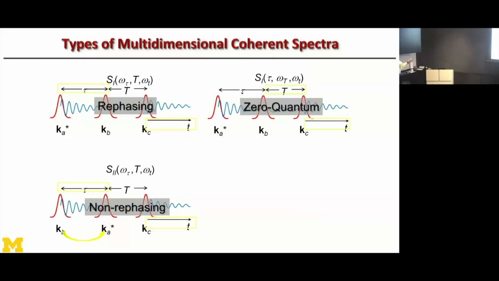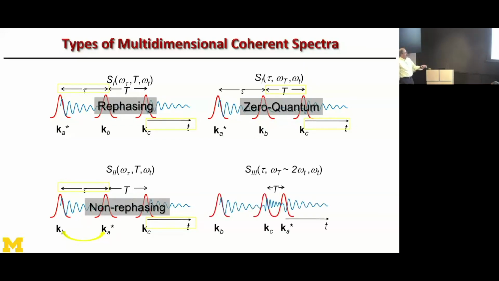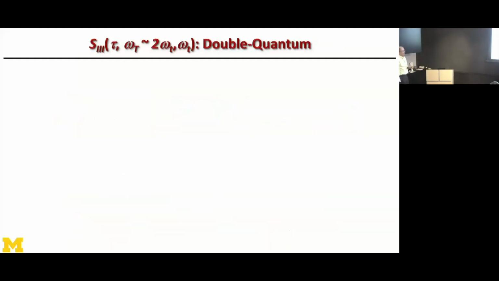Some people, so Shaul Mukamel, one of the leading theorists, actually calls this S1 and S2 for various reasons. He labeled them that. I don't think that's very descriptive. And the last thing we can do is we can actually scan with respect to T and little t, but we move the conjugated pulse last. This is what we call a double quantum spectrum, and I'll explain why on the next viewgraph.